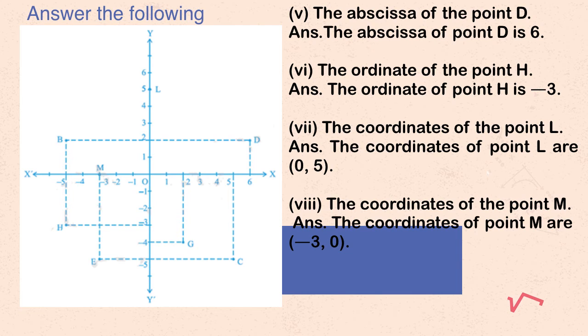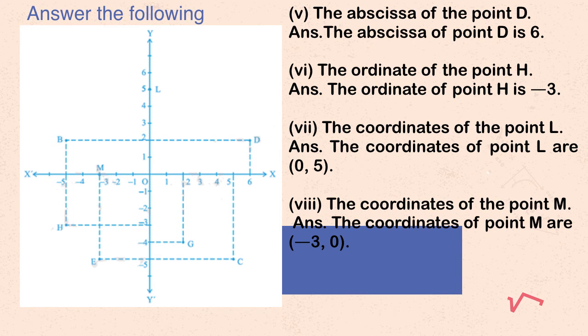Now the fifth part of question number 2, the abscissa of point D. Can you all see the point D over here? And what do you mean by abscissa? You all understand? The x coordinate, the first coordinate is the abscissa. So now let's see where this point D is. We'll drop a line from the point D on the x-axis. The point where it intersects the x-axis is my x coordinate. It is intersecting the x-axis at 6. So the value of abscissa for point D is 6.